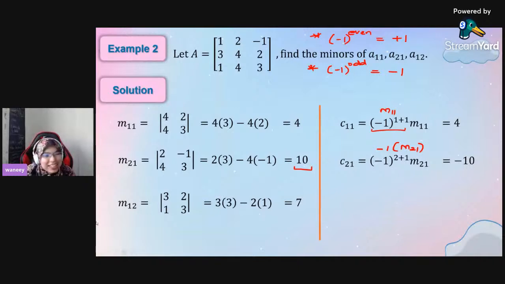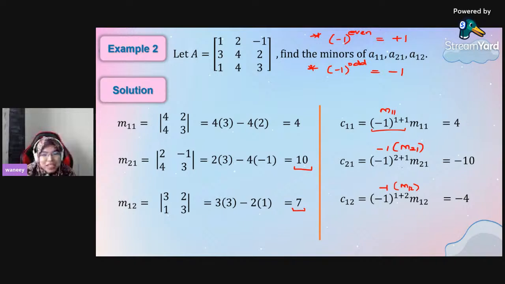Okay, so C12. Okay, so that is negative 1 to the power of 1 plus 2, which is 3. So that is odd. Odd is negative 1. So this is negative 1 multiply with M12. So this one is negative 1 multiply with 7. So the answer will be negative 7.